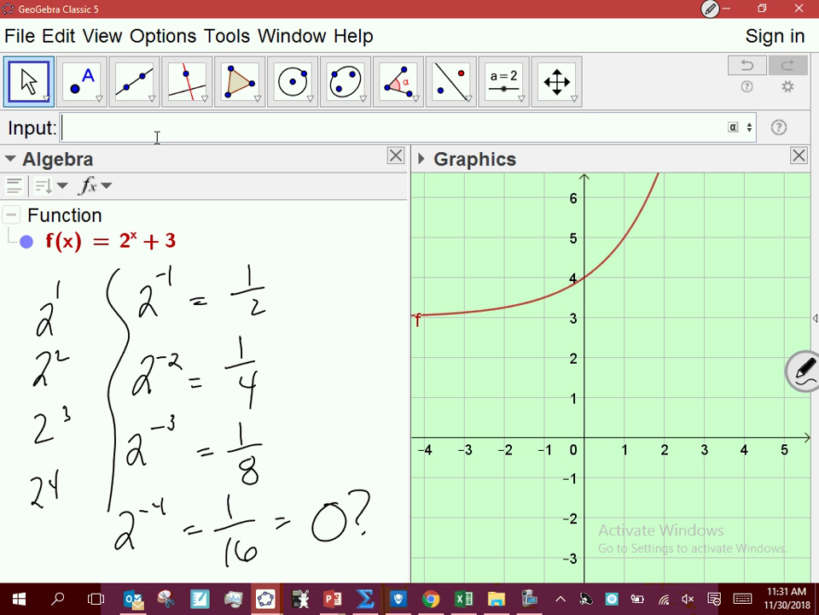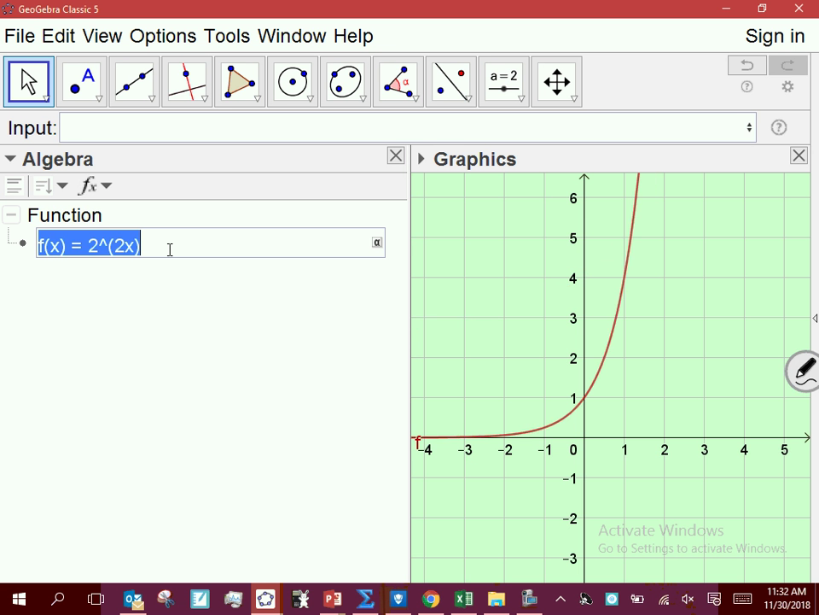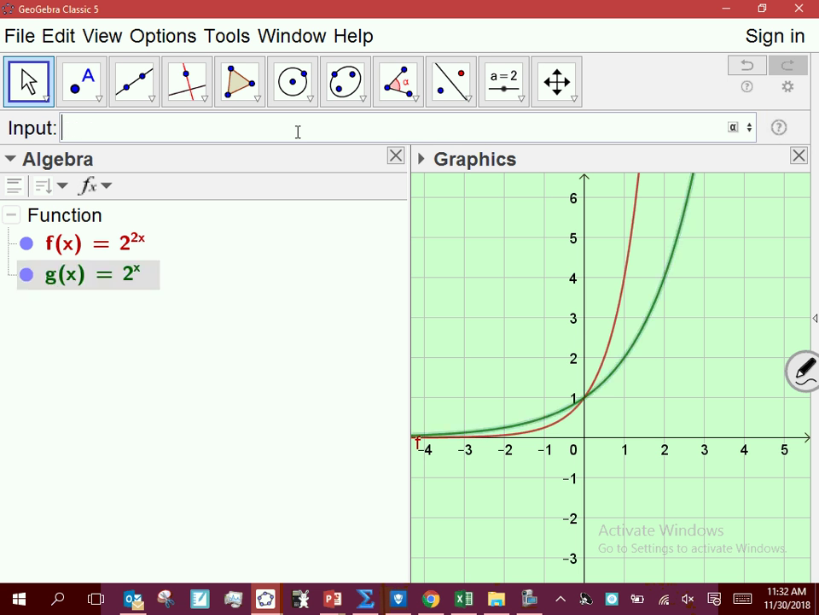Do you still follow the HSID? Yep. This is another one of those functions where we can still have horizontal compressions and horizontal stretches. We can do this. So you can see that the exponent can be 2x, and you can see how that compares to 2 to the x.